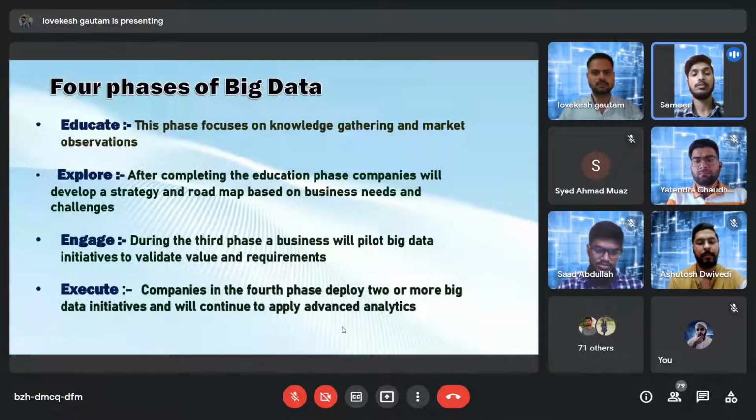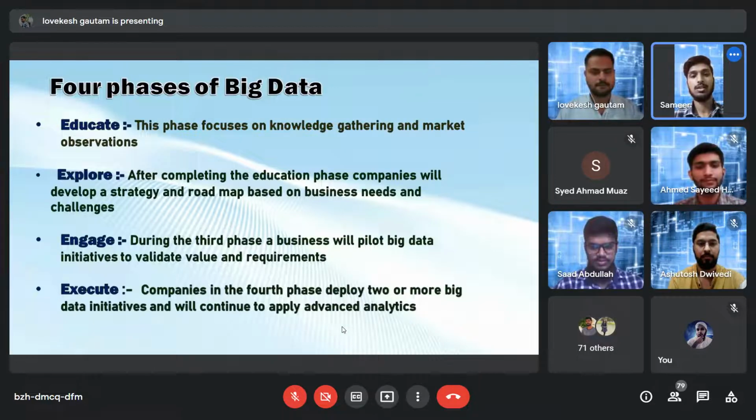If we see these phases one by one, then we will get to know that the first phase focuses on knowledge gathering and market observations. After completing the education phase, companies will develop a strategy and roadmap based on business needs and challenges. During the first phase, a business will pilot big data initiatives to validate value and requirements.